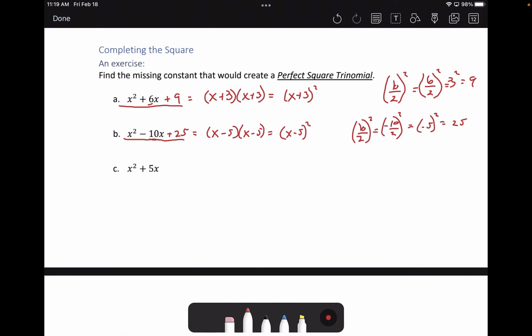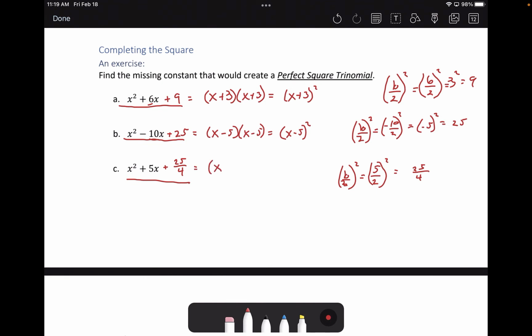In the last case, b over 2 squared. b in this case is 5. So we'll take 5, cut it in half, and square it. That is 25 fourths. So when we add 25 fourths, we have now created a perfect square trinomial.